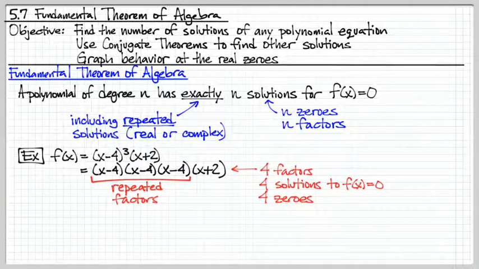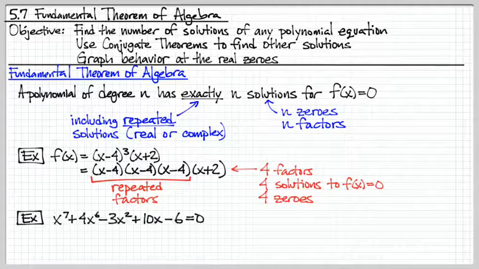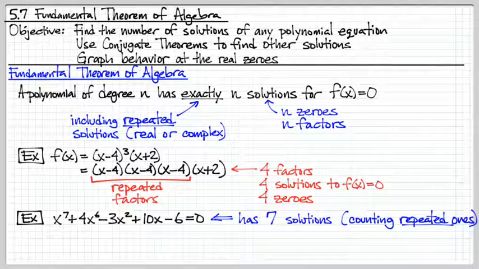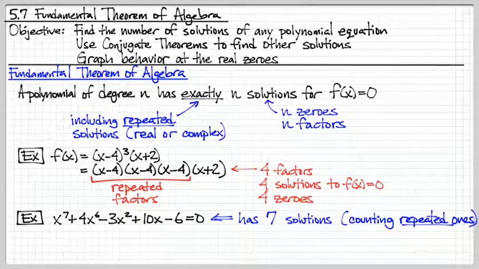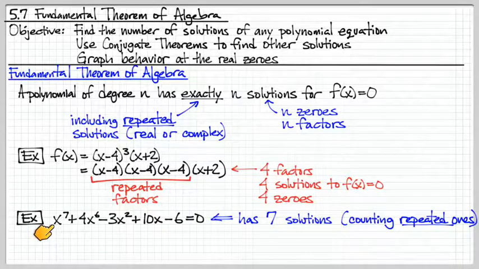We have 4 factors. Again, it means we have 4 solutions to this equation. If I want to set this equation to 0, there are 4 solutions. Here we have an equation, a 7th degree polynomial equal to 0. How many solutions are there? According to the fundamental theorem of algebra, we have 7 different solutions, again, counting the repeated ones as well. So it's a very simple concept. All you need to do is look for the highest order. That's how many solutions you have.